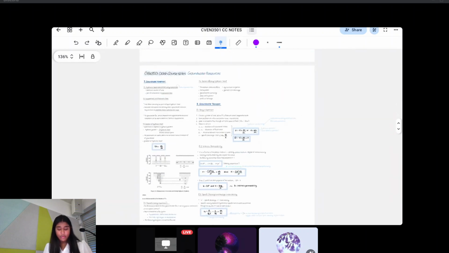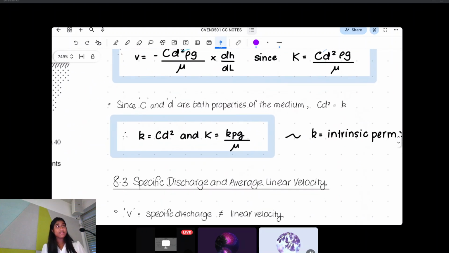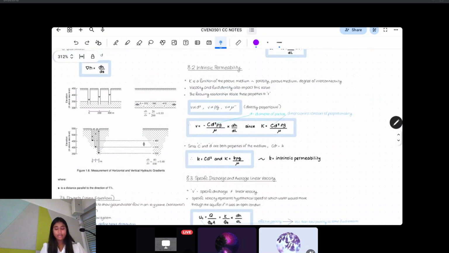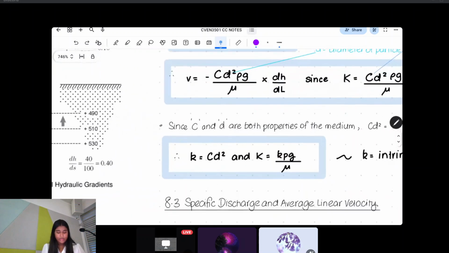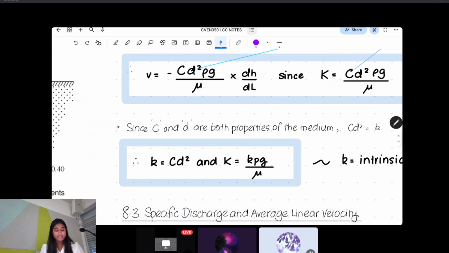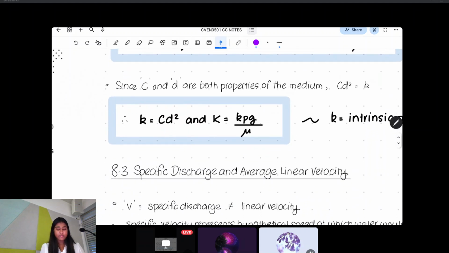Because C and D are both components related to that, you can simplify them into one constant, and that is equal to little k. And that is the intrinsic permeability. That's the constant that we're talking about here, right? And because k can be simplified to this, you can sub k into this equation up here to get a really simple equation that will tell you the hydraulic conductivity, just in case they don't give you hydraulic conductivity as a constant in your question, right?